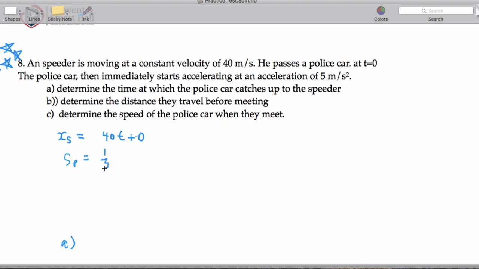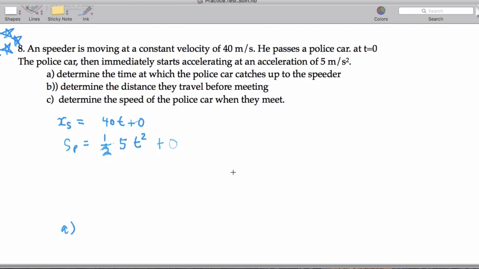1/2 times 5 times t squared for the police car. And since u is 0 for the police car, that's 0. So we can't even solve anything. I just have to start with these two equations.